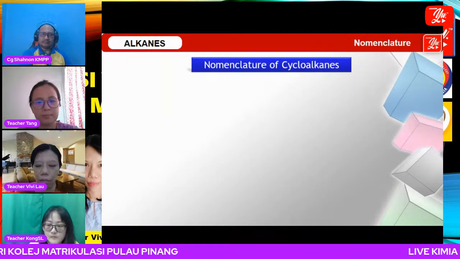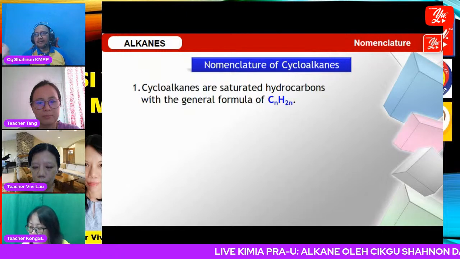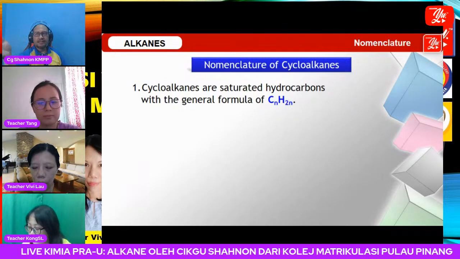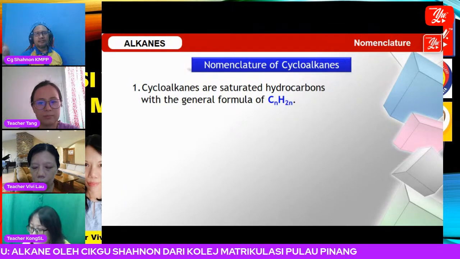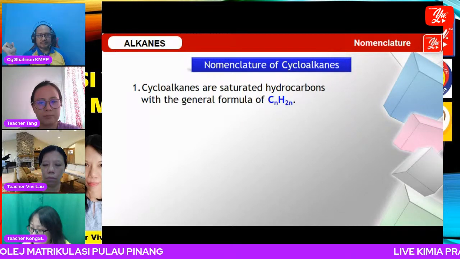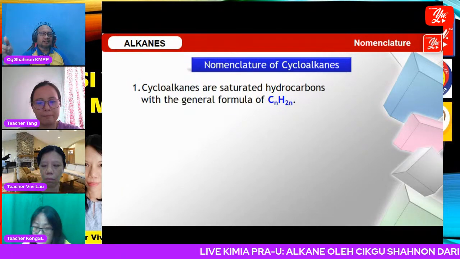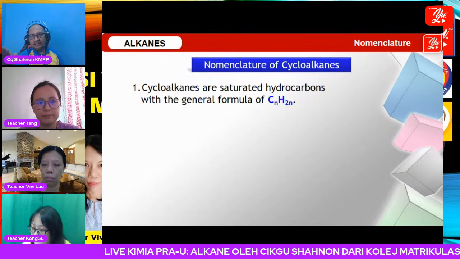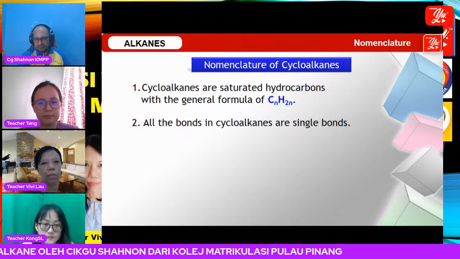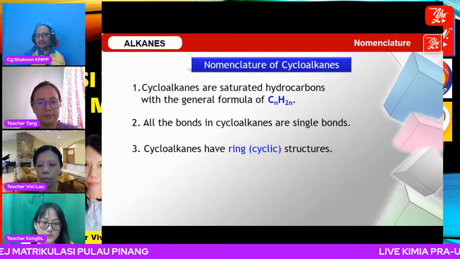Now we go to the nomenclature of cycloalkanes. Cycloalkanes are saturated hydrocarbons with general formula CnH2n. This is cyclohexane. As we can see in the general formula, the difference from alkane is only 2 hydrogens. For linear alkane, CnH2n+2, right? For cycloalkane, CnH2n. And all the bonds in cycloalkane are single bonds, because it is a saturated hydrocarbon, and cycloalkane has a ring, of course.